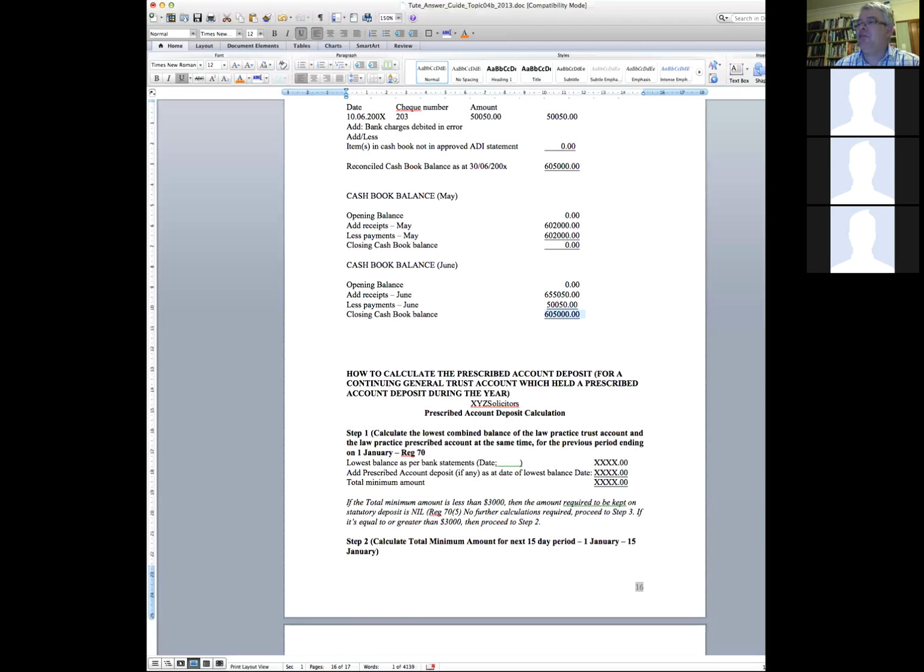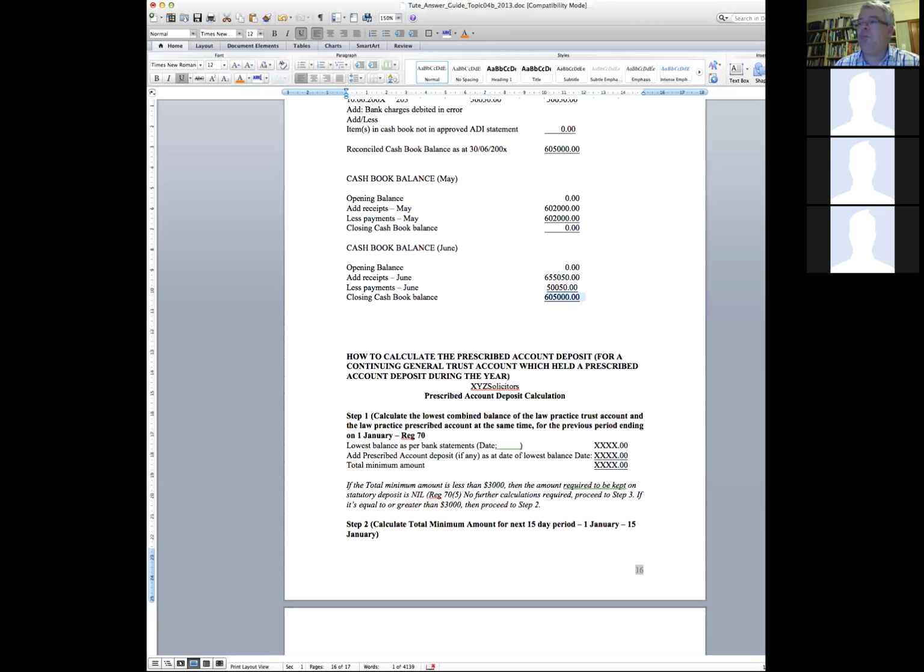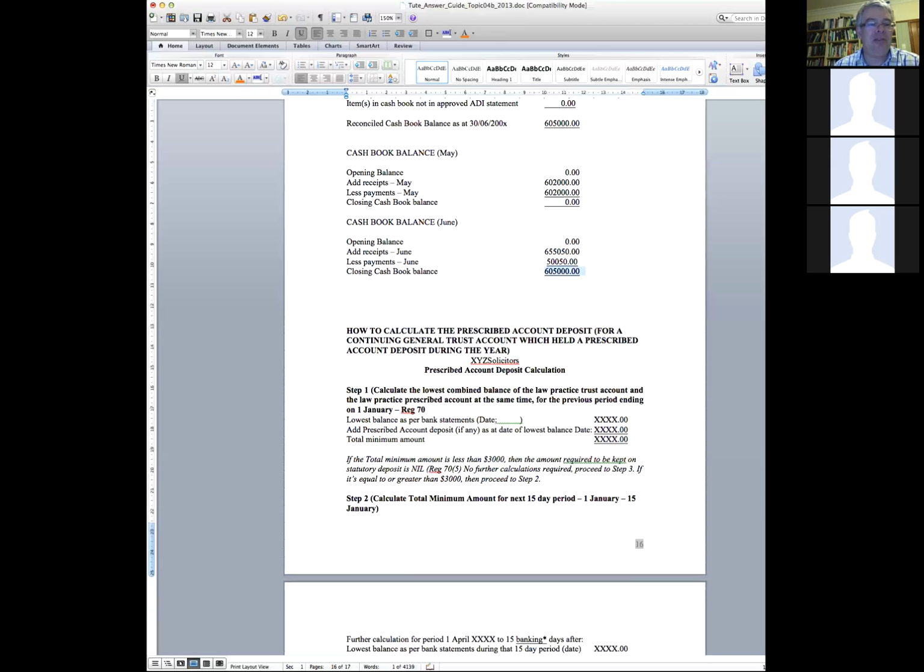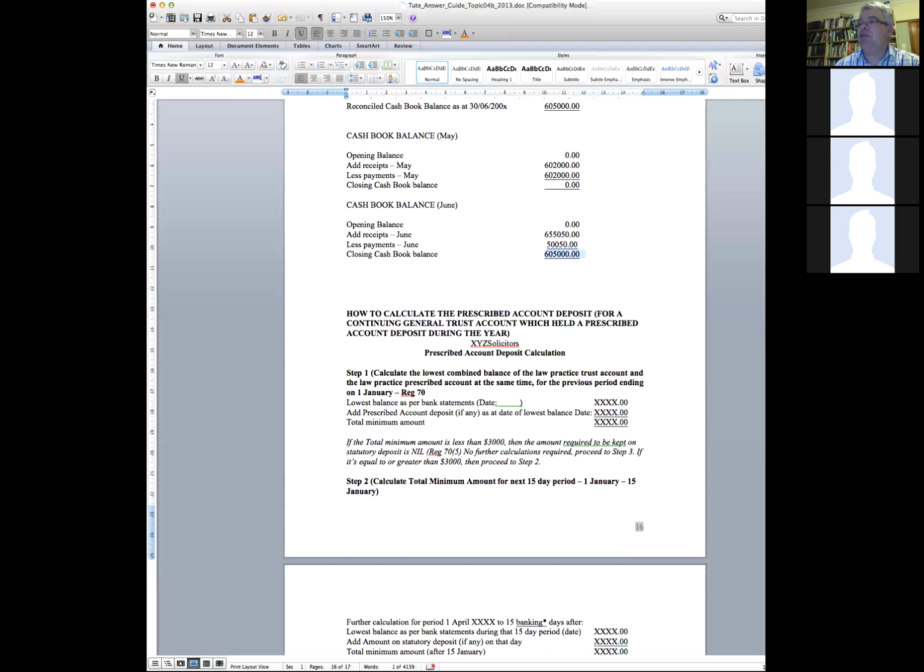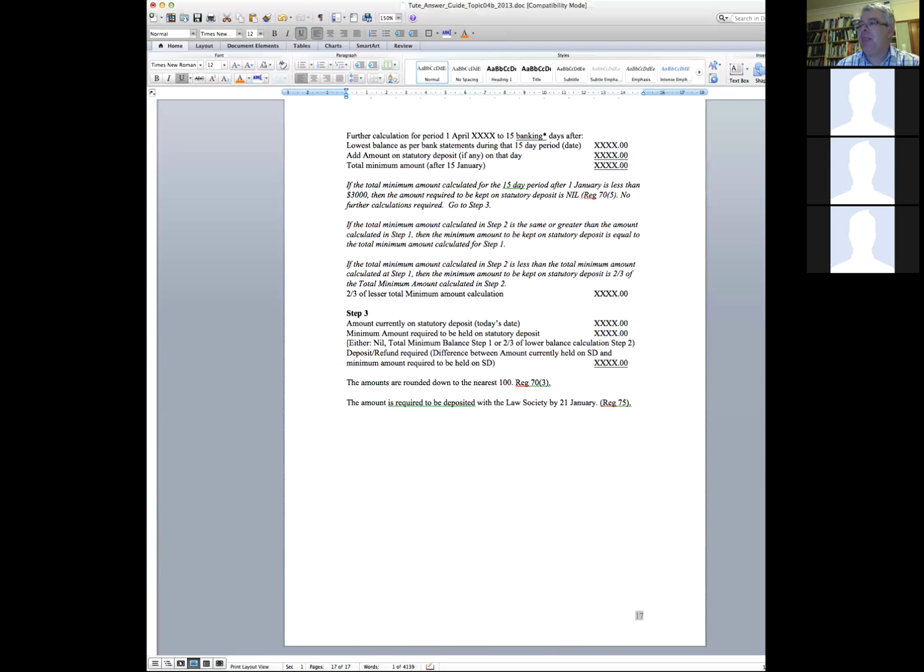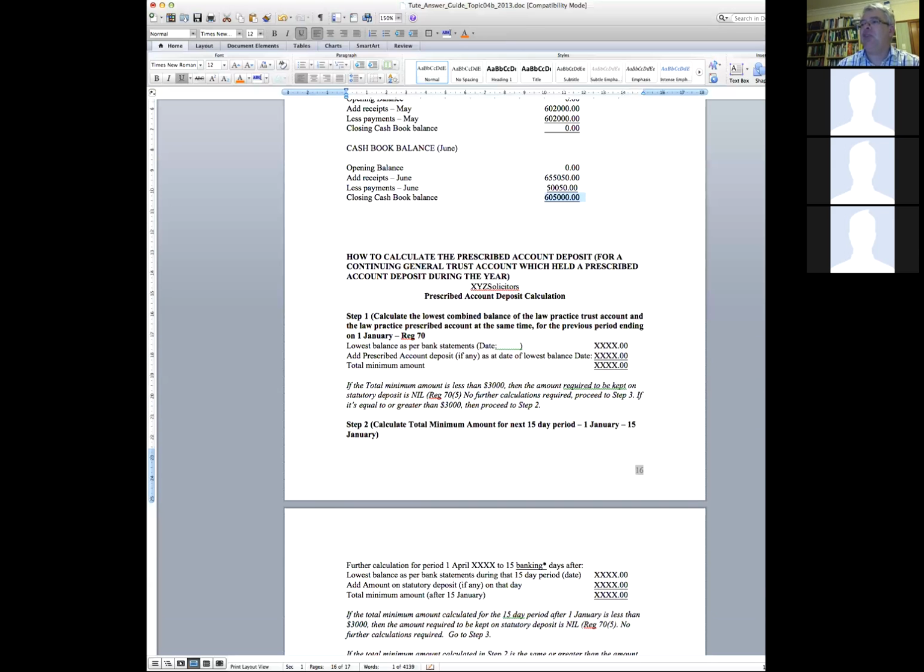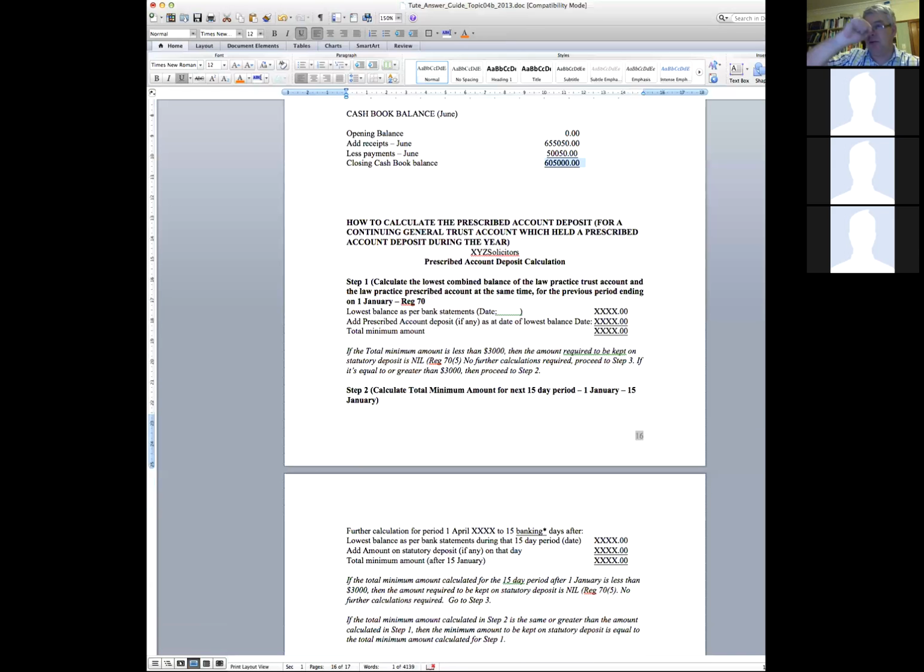So there's a whole pile of money essentially being earned. This is what they call the prescribed account deposit calculations. This is a way in which you work out for your particular solicitor's firm how much you have to pay into effectively the Law Society's prescribed account, and how much you keep in your actual trust account with your local bank. So you can see there how you do the calculations. I actually haven't done the figures for this particular problem, but I've set out the procedure for how you do it.